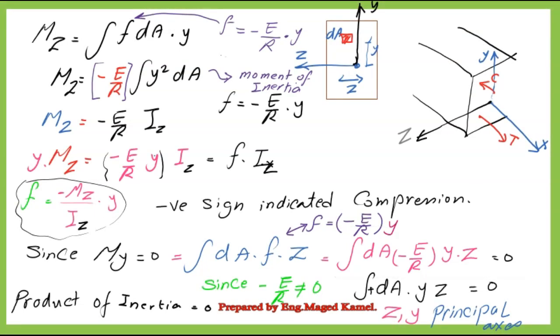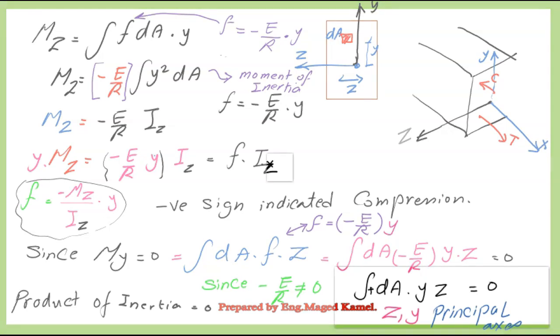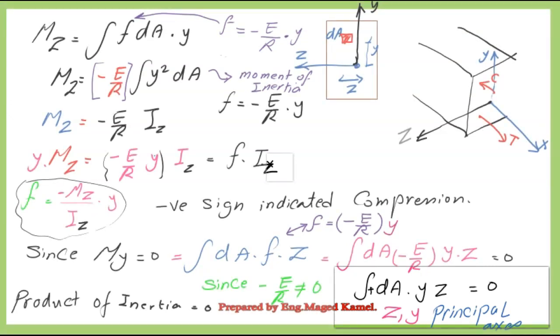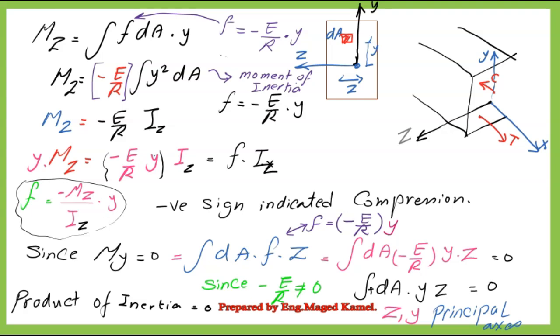On the left side, we have m sub y equals 0. And since minus E over R cannot be equal to 0, we are left with the integration of dA multiplied by yz. We are familiar with that expression as it is the product of inertia about the major axes y and z. And this is the second relation we wanted to derive.